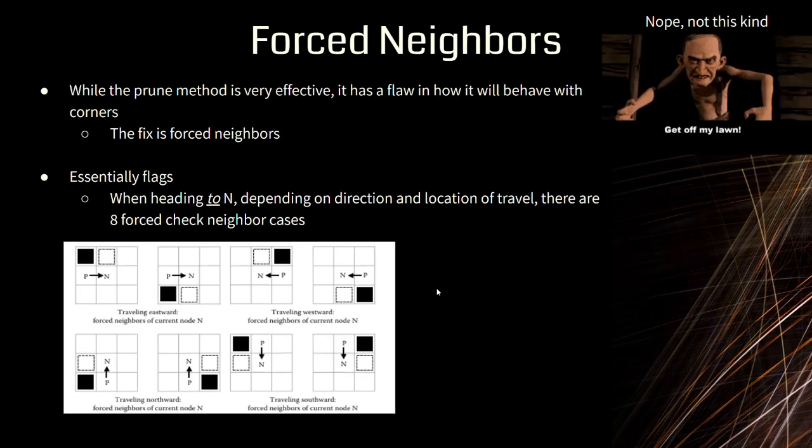So for determining neighbors, we'll start with forced neighbors. Essentially, while the prune method is very effective, it has a flaw in that diagonal direction and then lock cardinally logic. The fix is forced neighbors. Essentially, we make flags, and in this graph on the bottom left, P is where we are, and when we're heading to N, depending on the direction and location of travel, there are 8 forced neighbor cases. Honestly, what I found worked is I just looked at it and realized the pattern was that whenever you're heading towards the corner of a wall, that is essentially a forced neighbor.